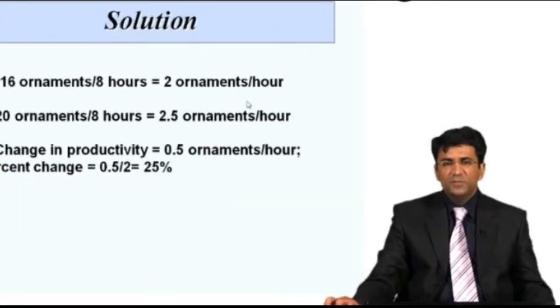This is the case, 2 ornaments per hour, old productivity. 20 ornaments divided by 8 hours is equal to 2.5 ornaments per hour. This is the new productivity. And again, you can use a similar formula for the improvement in productivity, and there is a 25% improvement in productivity in this particular case.